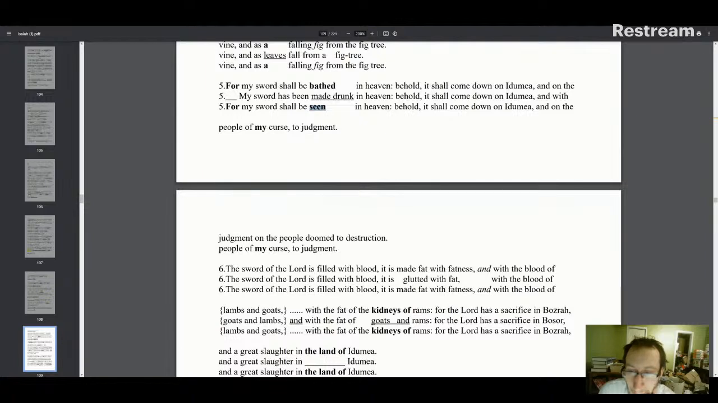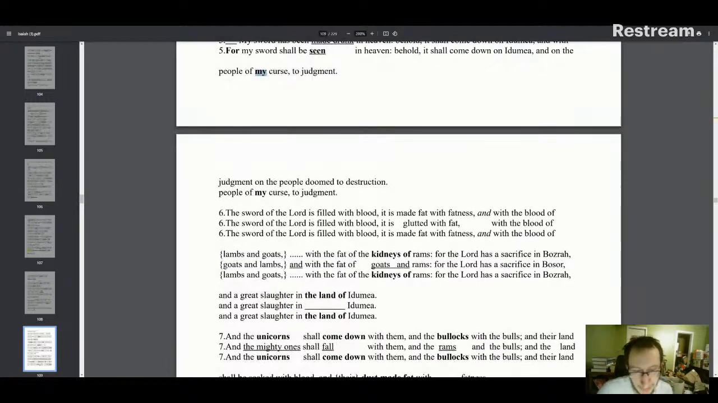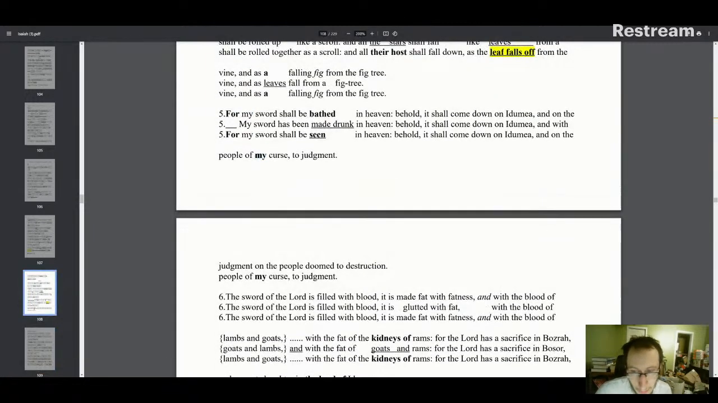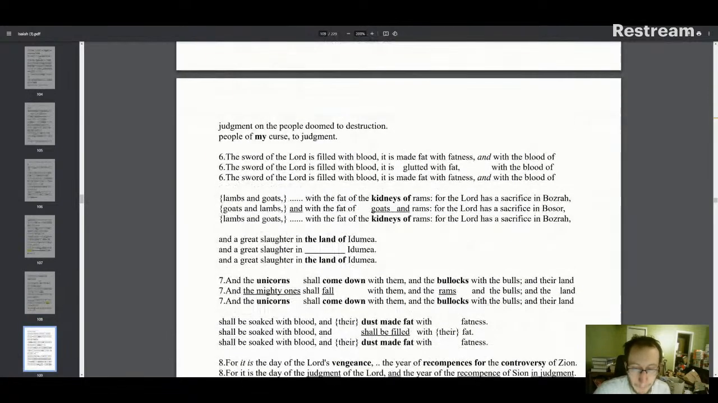We have people of my curse in the Septuagint. It says judgment or doomed to destruction. It doesn't say my. So as we talked about, the personal language is more likely to be the original. So we would go with the Hebrew of my.